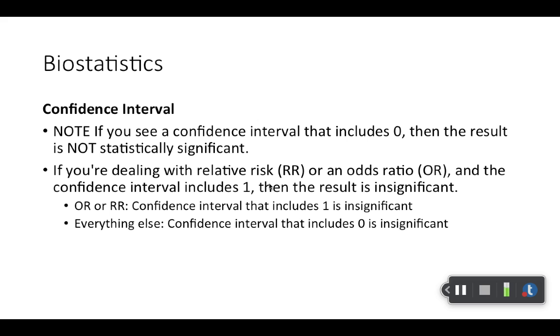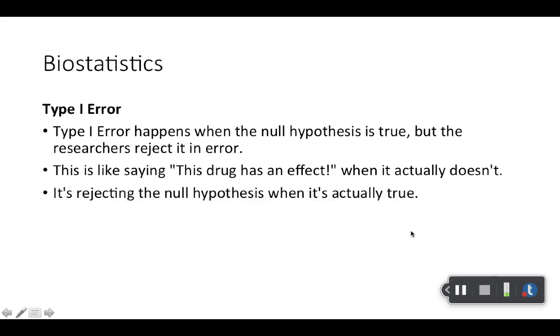So definitely note that if you see a confidence interval that includes 0, then the results are not statistically significant. If you're dealing with relative risk or an odds ratio, which we'll define more later, and the confidence interval includes 1, then the result is insignificant. So specifically just for odds ratio and relative risk, if it includes 1, it's insignificant. Everything else, if it includes 0, insignificant.